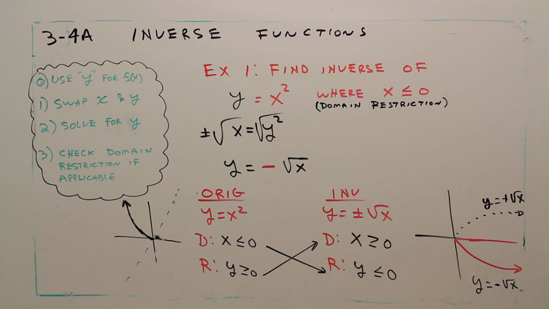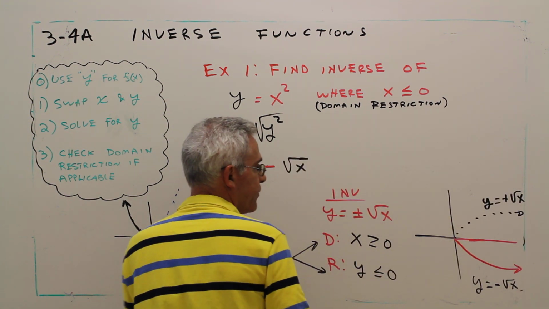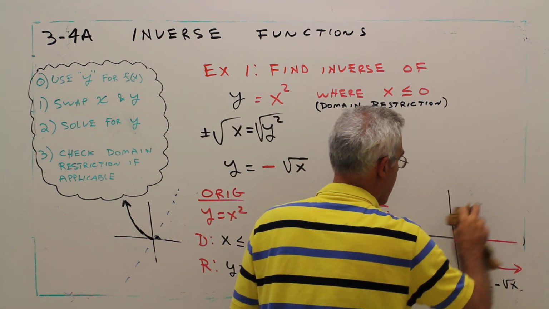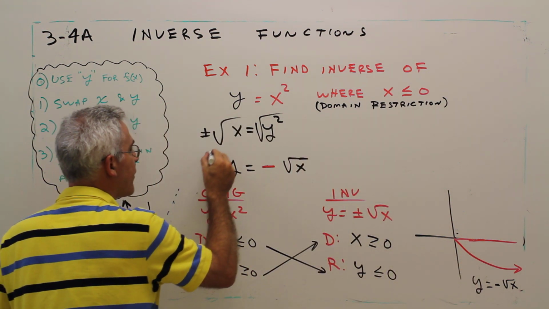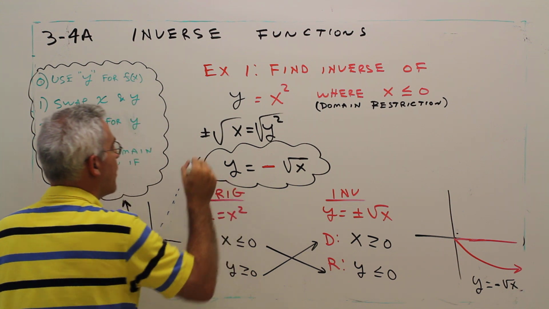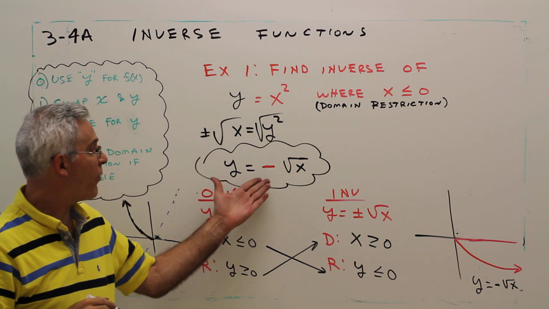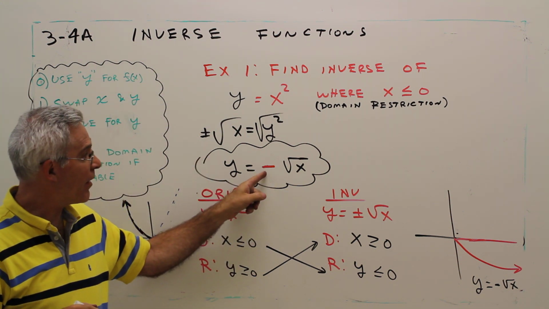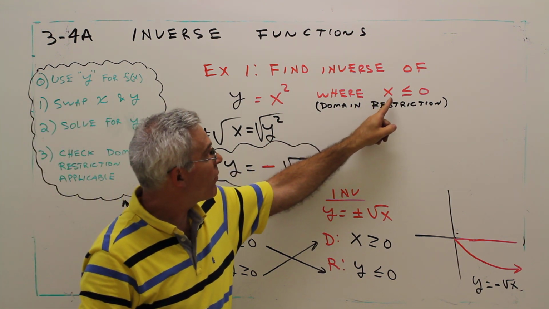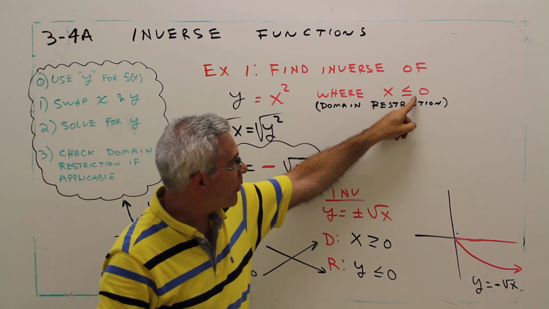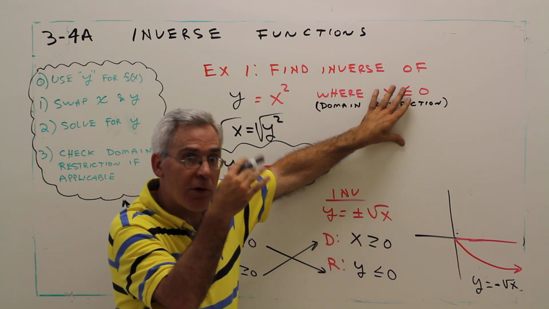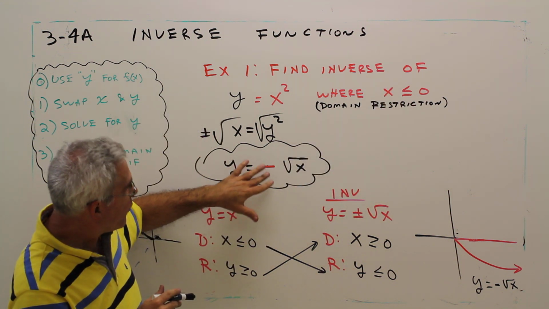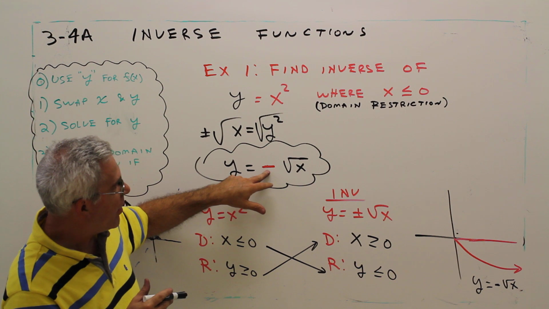But I don't. So this is the sketch, and this is the answer to my problem. Not the plus or minus, but the minus. Had this domain restriction been x greater than or equal to 0, then that domain being 0 or above would have meant that this range would have been 0 and above, and that would have been a positive.